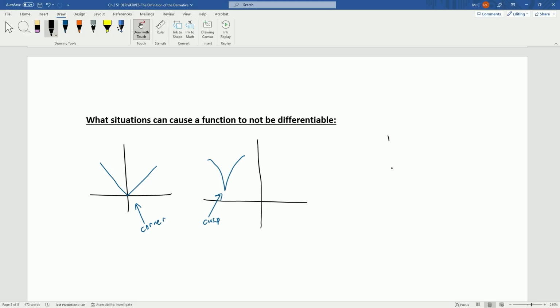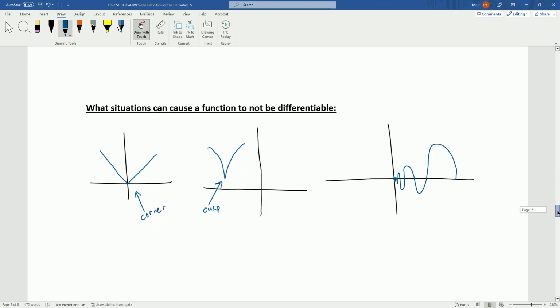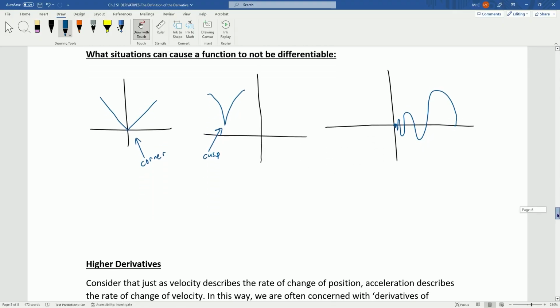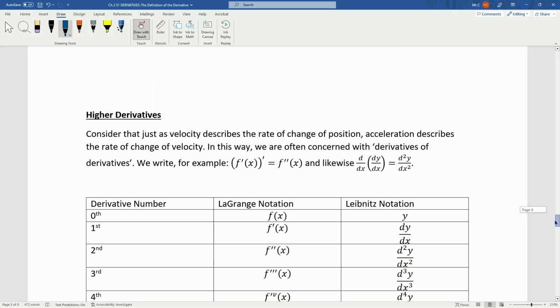And another situation where a derivative could not exist is a function with some wild behavior. So maybe you have some oscillating function, and as you get closer and closer to 0, it just oscillates really wildly near 0. So maybe you get something like that, where there's some wild oscillation and you can't compute a derivative at that point. Okay, so that's just some situations where a function isn't differentiable, say if you're looking at a graph.